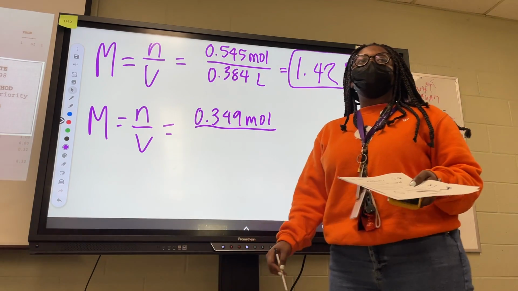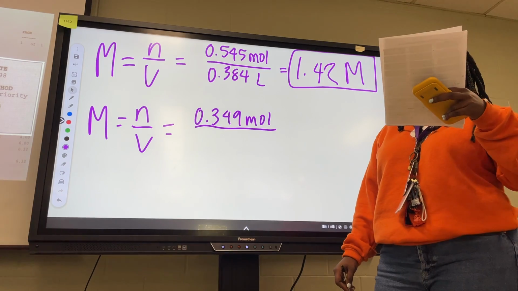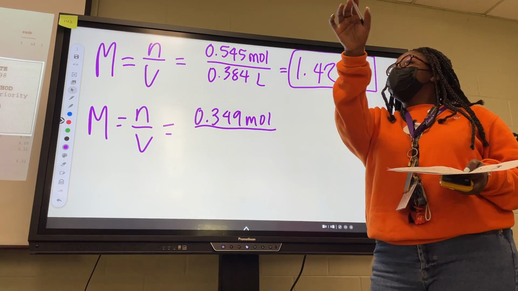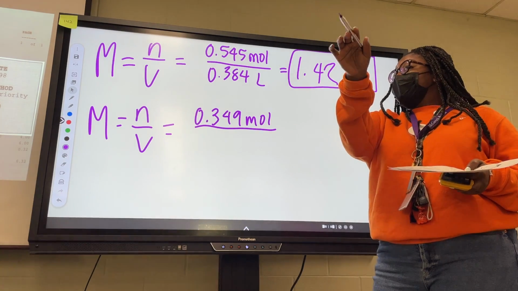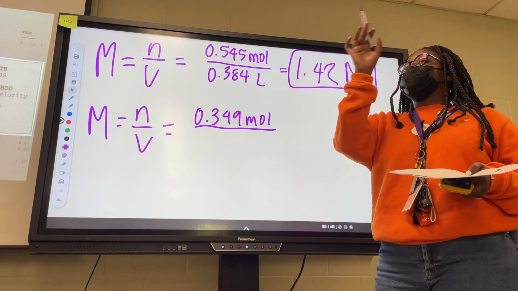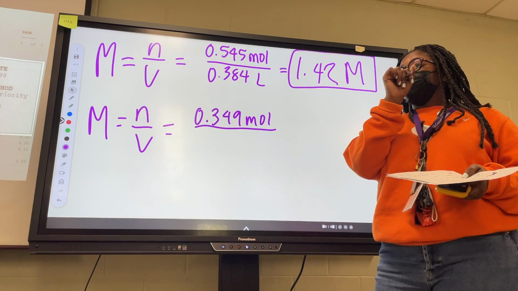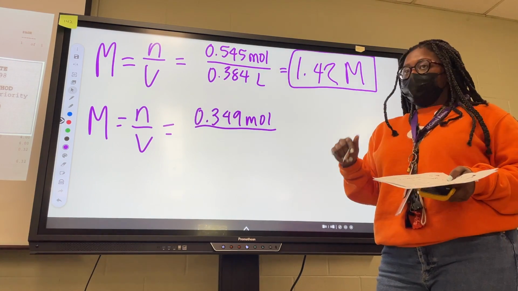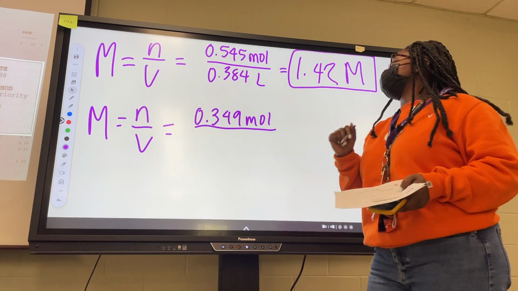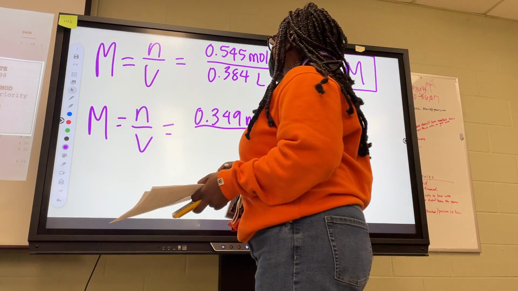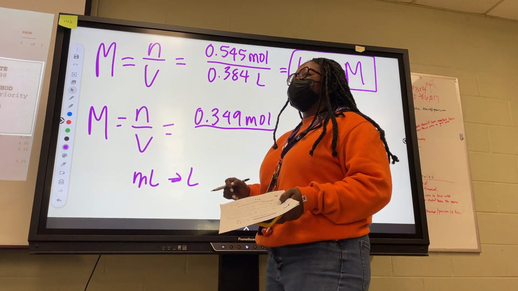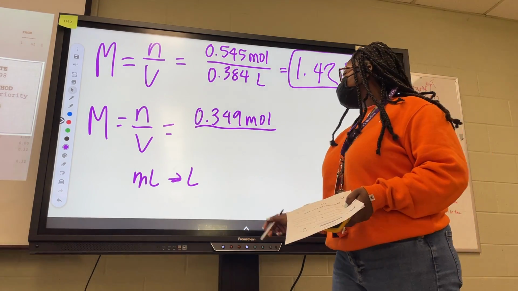How many liters are in this question? None. Correct. It's milliliters. There's not liters. How can I convert milliliters to liters? Alex, do you know? Do you know, Javon? 3 times to the left. Good, because it's LIT, lit, okay? So, milliliters to liters, you're going to move that decimal point to the left 3 times.